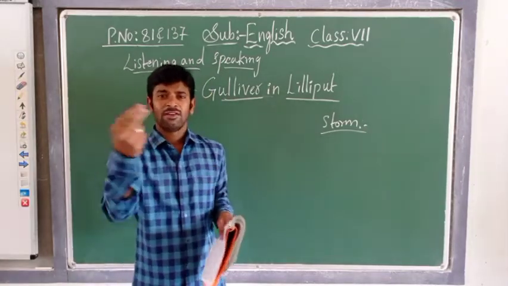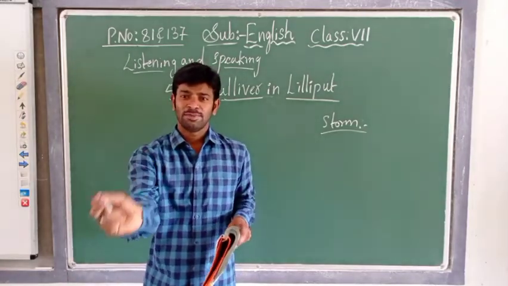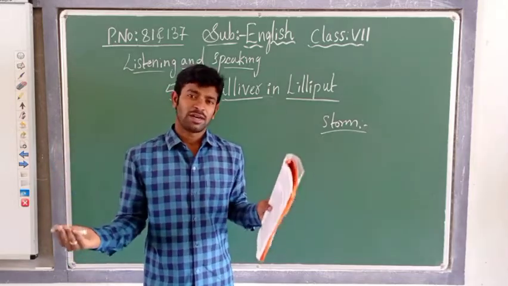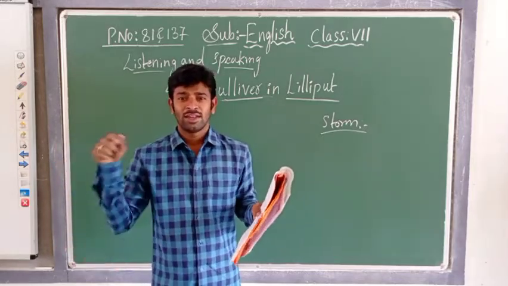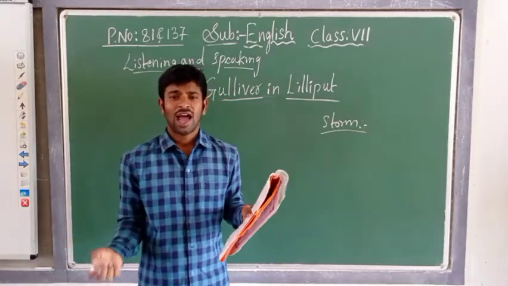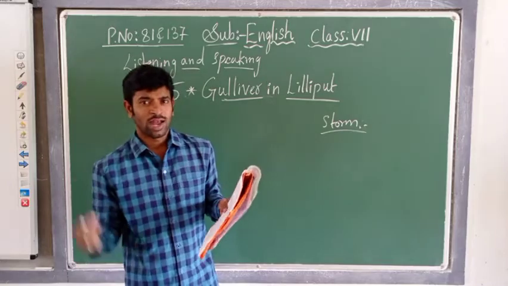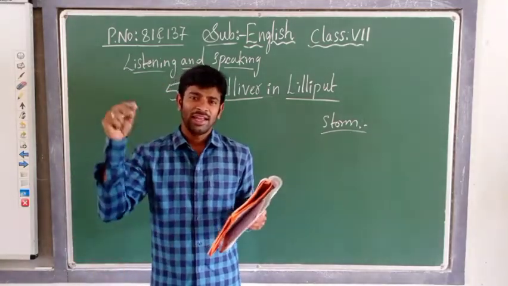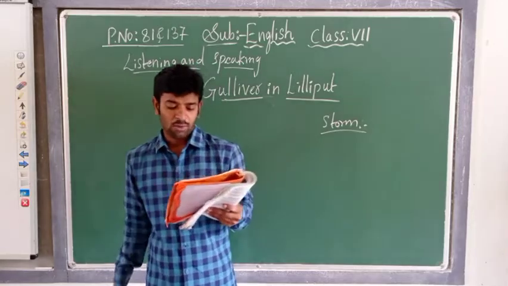So when this Gulliver went into the island of Lilliputians, what happened? Gulliver looked like a very large person to them. When Gulliver slept, they tied him with ropes. They tied his hands and legs with the ropes, and his head was pinned to the ground.